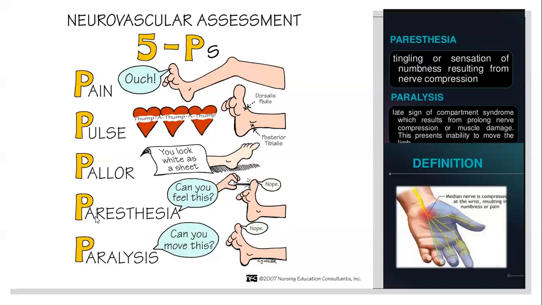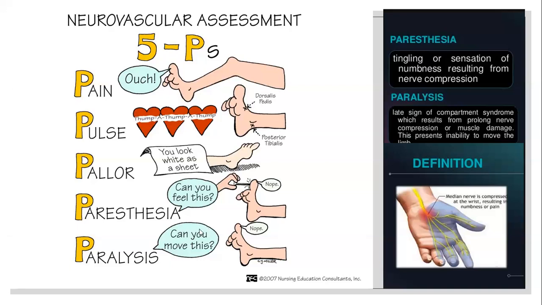Also, we check for sensation, like paresthesia and paralysis. So, can you feel this? When you touch with a cotton or a pin, ask, can you feel it? If the patient says no, it means paresthesia. What is paresthesia? A tingling sensation or sensation of numbness resulting from nerve compression. So there should be normal sensation. Numbness or tingling, or paresthesia, are not normal.